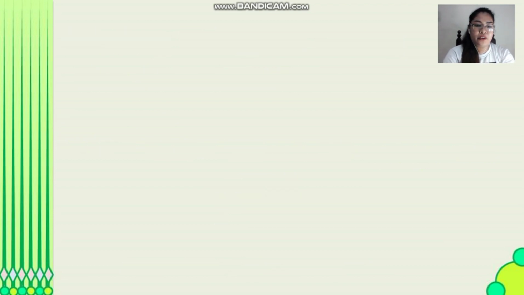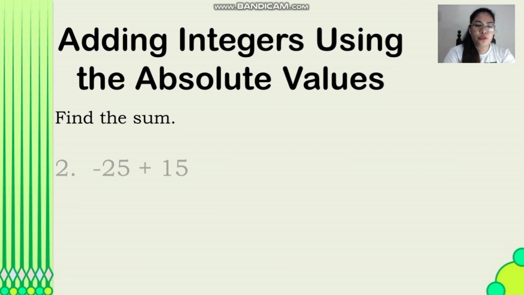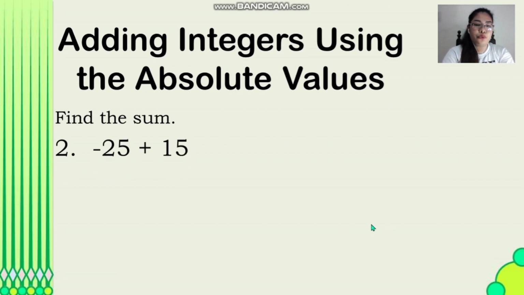Okay, let's have now example number 2. So, sa example number 2 natin, yung una ay negative, yung pangalawa naman ay positive. So, magkaiba pa rin sila. So, first step is to subtract their absolute values. Okay, so look at this one. Negative 25 plus 15 is equal to the absolute value of negative 25 minus the absolute value of 15.